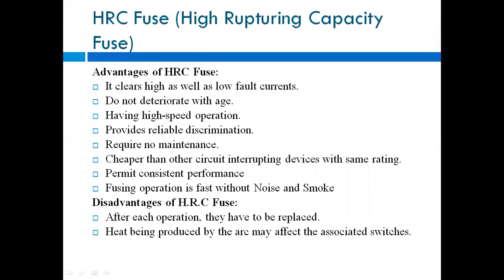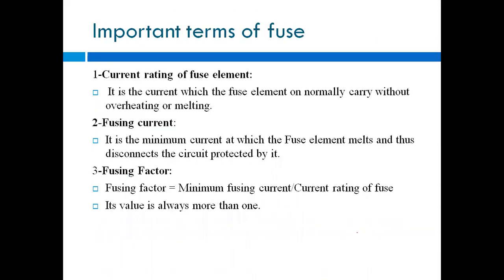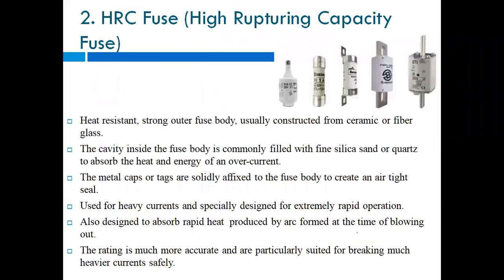So whatever heat is produced by the arc, when that fuse blows out and the arc is produced, that arc affects the switches also. Okay, so these are some advantages and disadvantages of HRC fuses and rewirable fuses. So anyone just tell me, what is the disadvantage of a rewirable fuse? Anyone tell me a disadvantage of rewirable fuse?